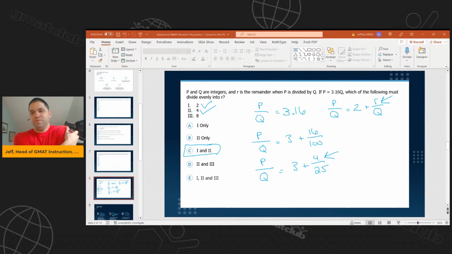And this is kind of a wrap on remainders. So that's kind of been fun teaching you guys this stuff. The last step is just reducing down 16 over 100 to 4 over 25. And then the remainder is 4. What divides into 4? Well, 2 and 4 divide into 4.